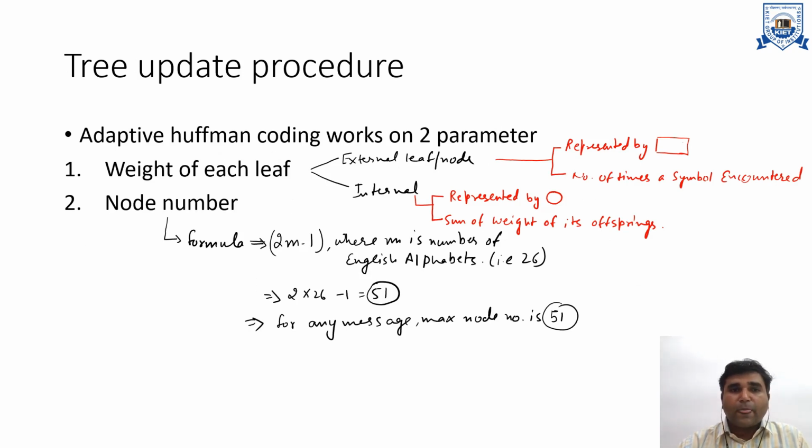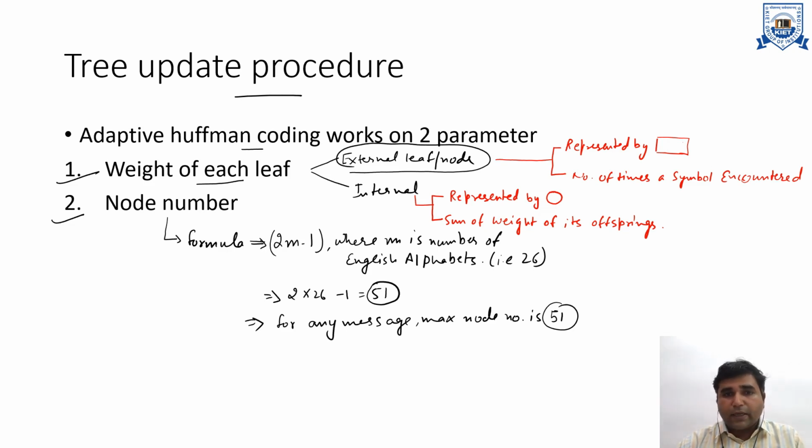Now come to the next slide, where we see how to do the update procedure. Before the update procedure of adaptive Huffman coding, we have to discuss two parameters. The first one is the weight of each node and the second one is the node number. As far as the weight of each node is concerned, there are two types of leaves: the first is the internal leaf, and the second is the external leaf.